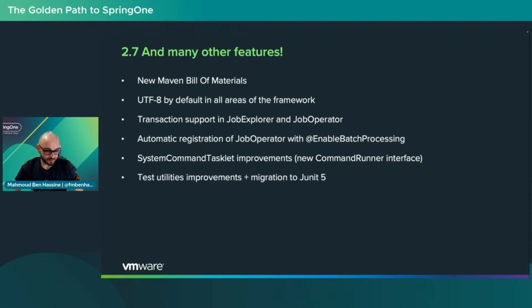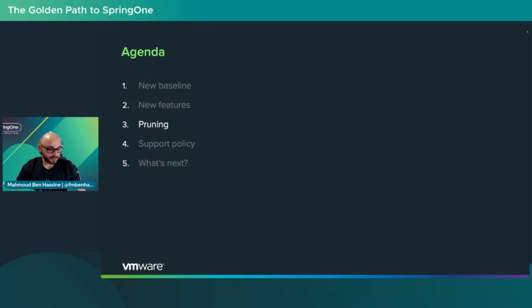We improved test utilities. We migrated to JUnit 5. Yeah, so there was a lot of effort here. And also we improved the documentation to be consistent with other projects in the portfolio. So yeah, we have a page on the wiki with all the new features, and I will share it with you in the last slide. So that's all we have added in this release.